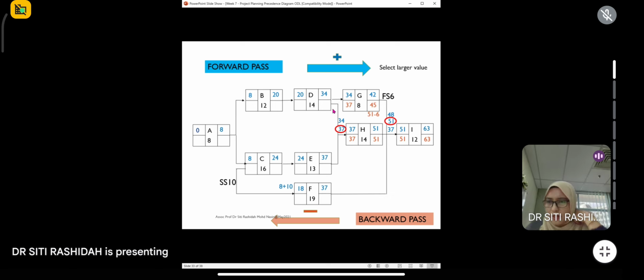Okay, so sekarang ni, D ni datang daripada 2 arrow. Okay, satu daripada G, satu daripada H. Okay, so kita nak ambil yang mana? 37. Dua-dua 37. So tak ada masalah. So kita letak 37 dekat situ. Okay. 37 minus 14 is 23. 23 minus 12 is 11. Okay. Kita dah ada 11 dekat sini.